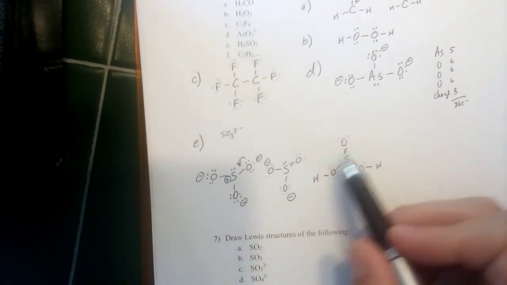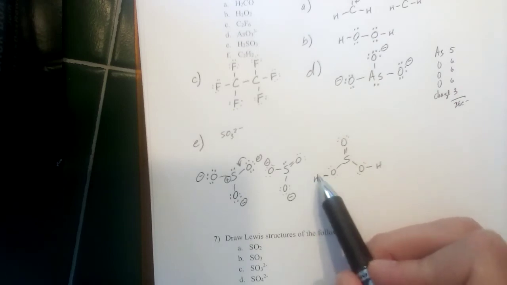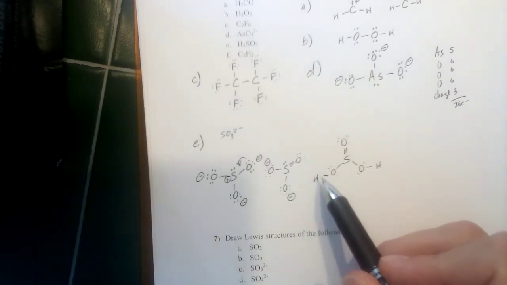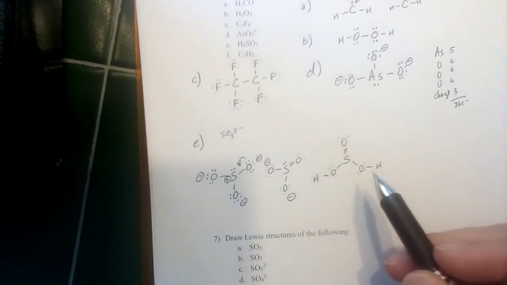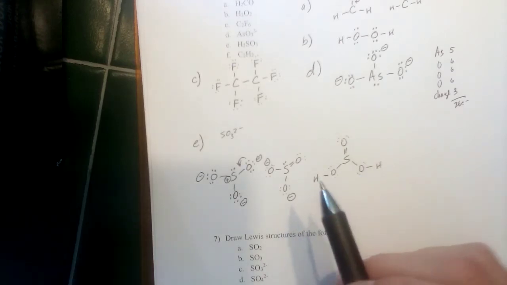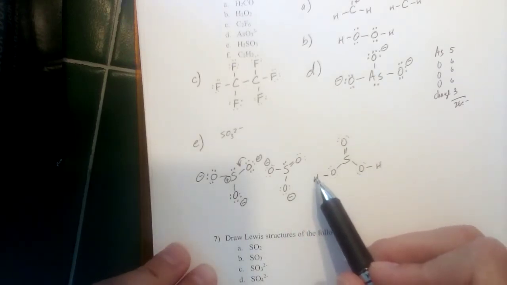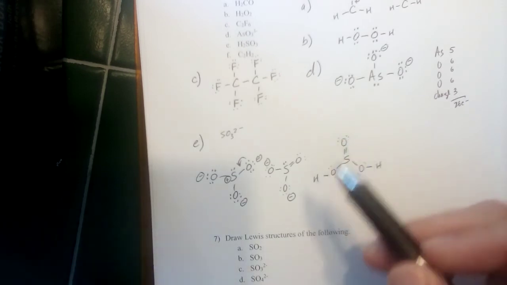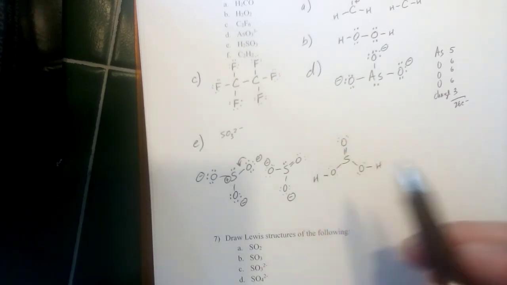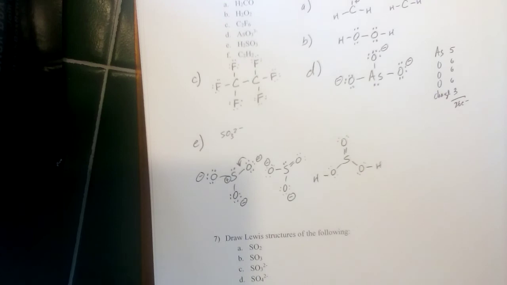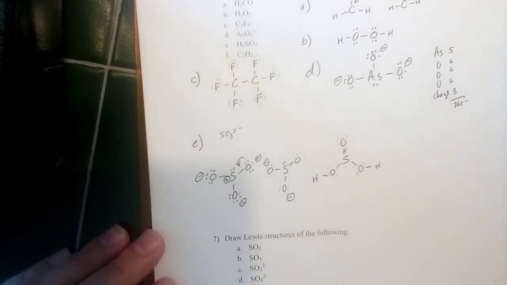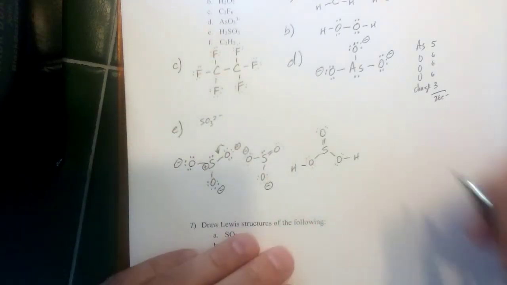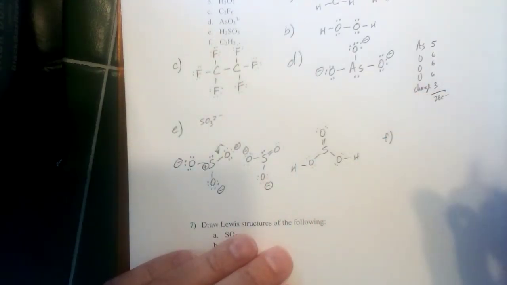Okay? And there aren't resonance structures here because of the atoms. The rule for resonance structures is that the electrons can move around to different places, but the atoms all have to be in the same place. Putting this hydrogen over here on this oxygen would be moving atoms. So there's only 1 resonance structure for H2SO3, sulfurous acid.